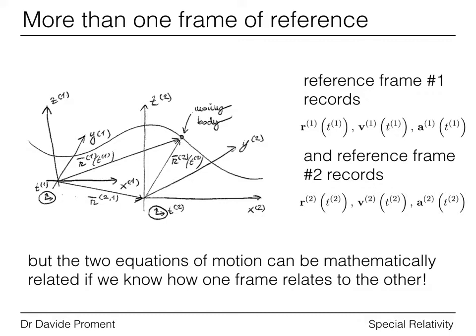We finally discussed how the equation of motion depends on the choice of frame of reference. Given two different frames, let's say frame number 1 and frame number 2, the spatial and time coordinates depend on the frame chosen, hence the equation of motion. However, the equations of motion can be mathematically related if one knows how to relate the two frames.